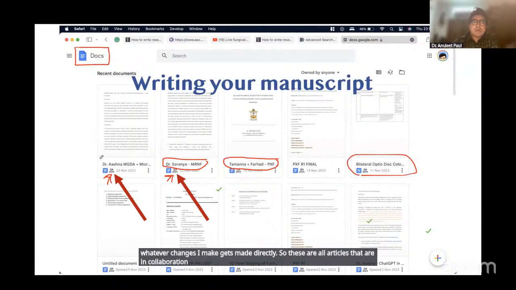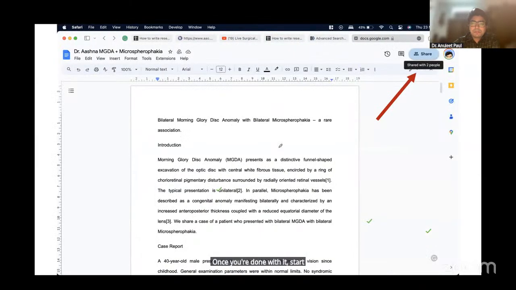Once it is final, all we do is download it and then submit it. Until then, we are still working on it. You can see that you can open multiple articles and be on multiple conversations with multiple people. So once you're done with it, start importing to Google Docs.